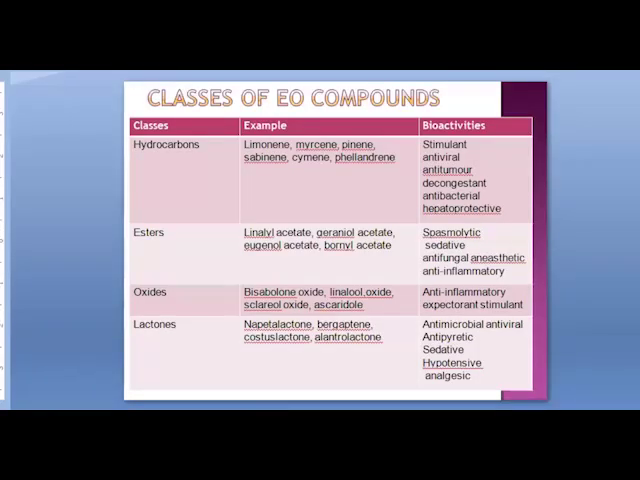And then we've got esters as well. Esters are also those that you are going to find a lot in some citrus fruits, in the form of acetates: geranyl acetate, eugenyl acetate, bornyl acetate.